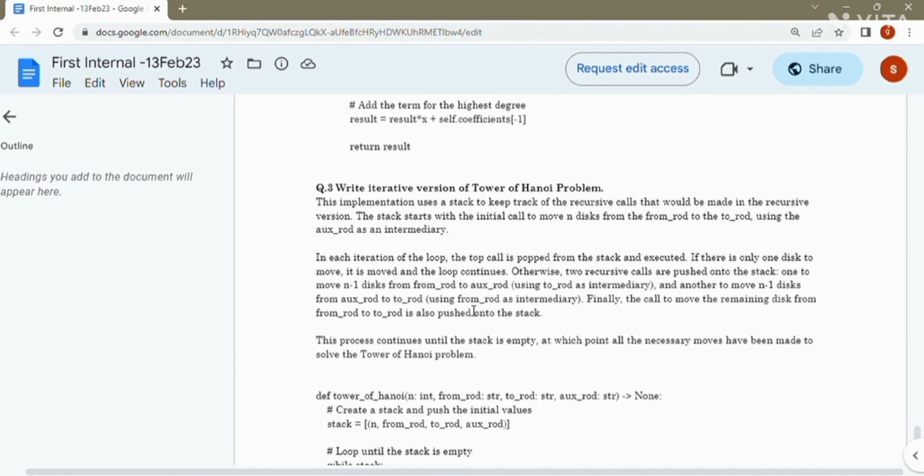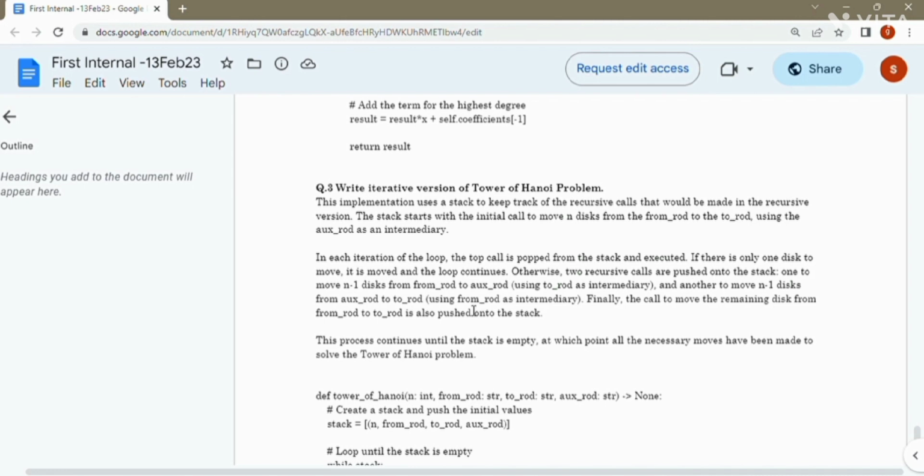This implementation uses a stack to keep track of the recursive calls that would be made in the recursive version. The stack starts with the initial call to move n disks from the source rod to the destination rod, using the aux rod as an intermediary.